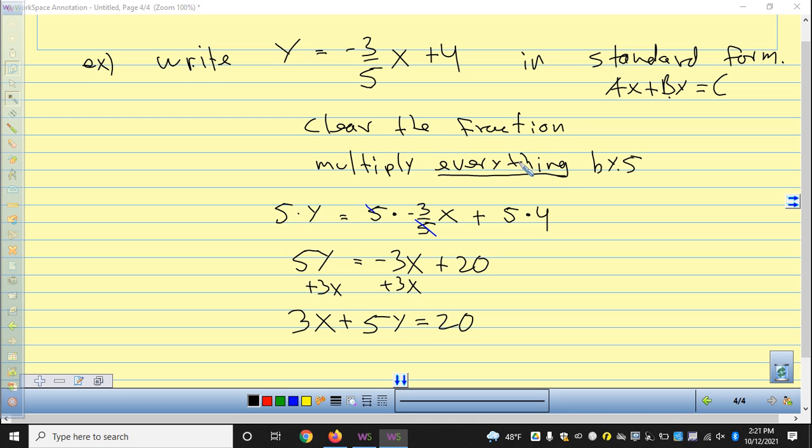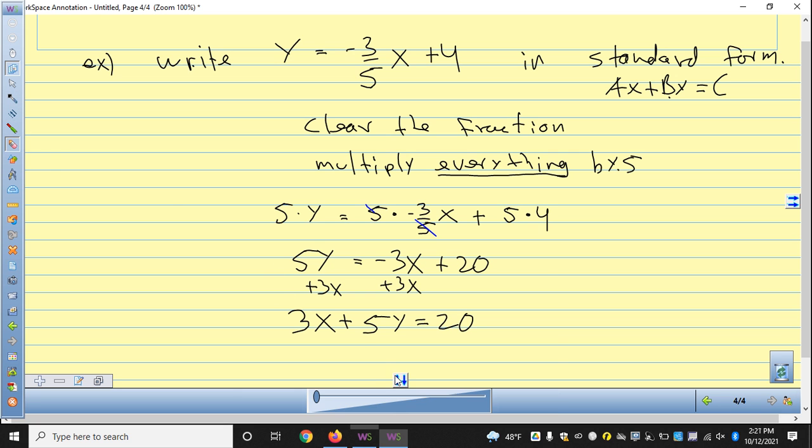Let's look at this one really quickly. The y-intercept here, when I cover up the x part, what do I get there? Y equals 4. When I find the x-intercept, 3x equals 20. Oh, I get a fraction for the x-intercept here.